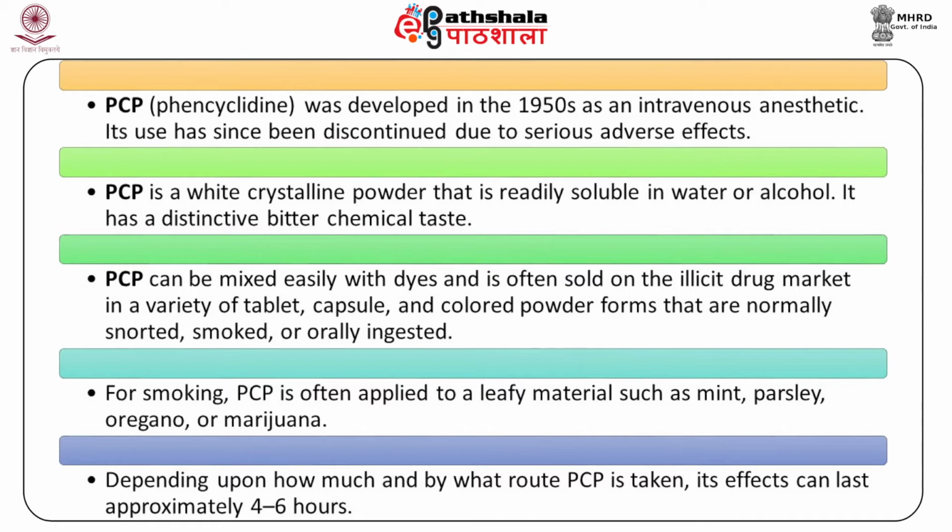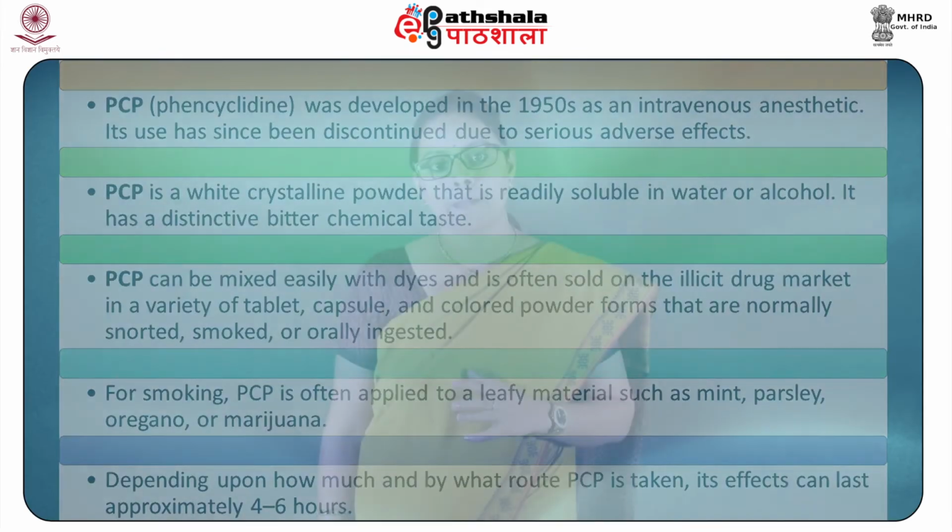PCP can be mixed easily with dyes and is often sold on the illicit drug market in a variety of tablet, capsule and colored powder forms that are normally snorted, smoked or orally ingested. For smoking, PCP is often applied to a leafy material such as mint, parsley, oregano or marijuana. Depending upon how much and by what route PCP is taken, its effects can last approximately 4 to 6 hours.